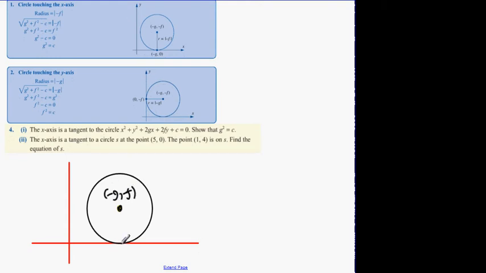Now, any point directly underneath this is of the variety (minus g, something). But we know that the y value is 0. So that makes it (minus g, 0). Now, therefore the radius has to be equal to what, guys? The drop in the f value.